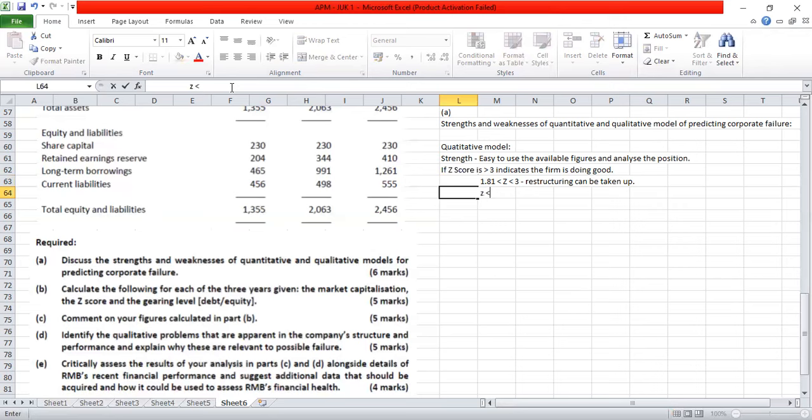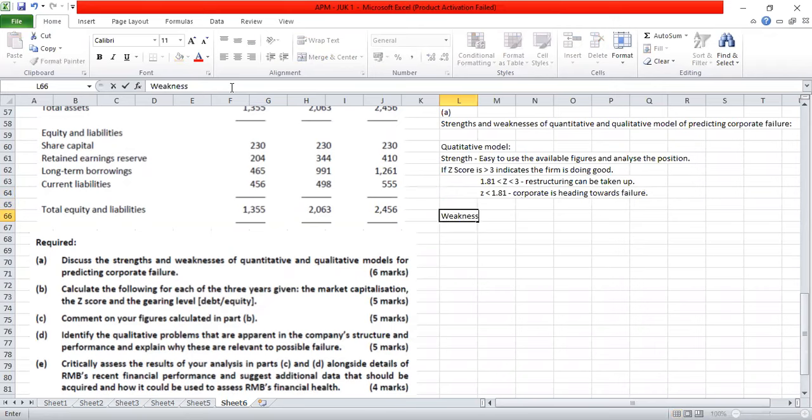If Z is less than 1.81, in that case, the corporate is heading towards failure. So this is the advantage. It is as simple as that. It is all based on a particular value which is derived by using the quantitative data, and the interpretation is very easy.